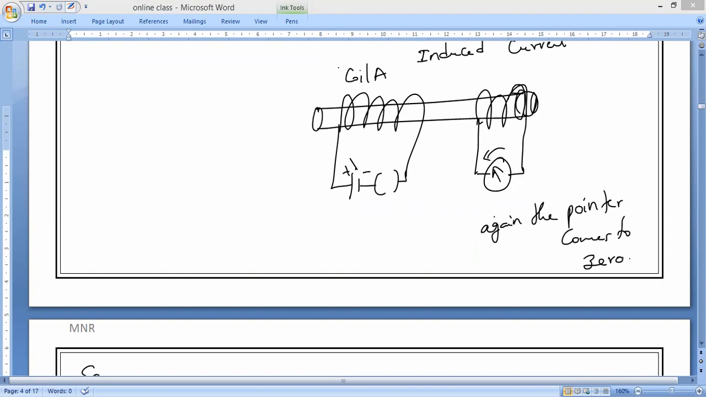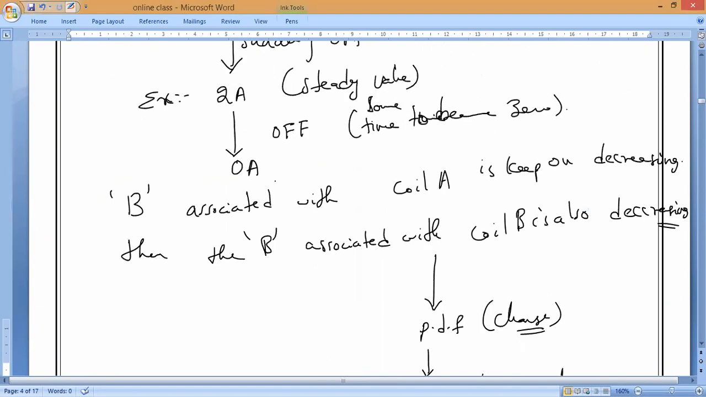One more thing is, because something is increasing and something is decreasing, the current is induced. What is that? Anybody? Potential difference. Yes, potential difference. And potential difference is happening because of what? B means magnetic field, or magnetic flux.